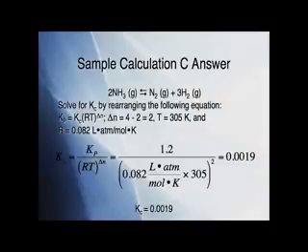We're going to take that equation and rearrange it to solve for Kc. It will be equal to Kp divided by RT raised to delta n. So our 1.2 divided by the product of 0.082 liters times atmospheres over mole times Kelvin times 305 Kelvin squared. And when we calculate that out, we get 0.0019 for our Kc value.